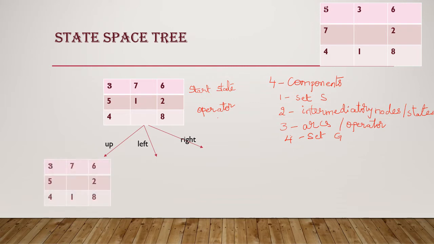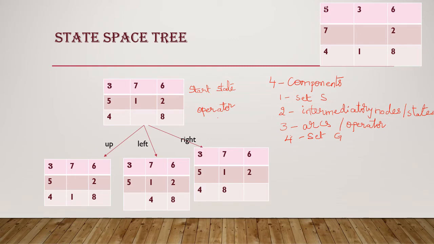If I move the up tile, this is the resulting state. If I move the left tile into the empty slot, this is the resulting state. If I move the right tile into the empty slot, this is the resulting state. Now let us observe how close we are to the goal state. Let us observe row by row. If you observe the first row, second row and third row, here the third row is 418 in this state. In the goal state also it is 418. That means if I expand this node further, I may reach the goal state faster compared to the remaining 2.